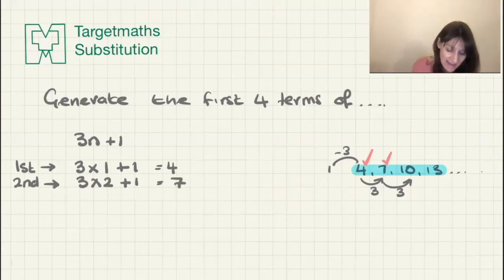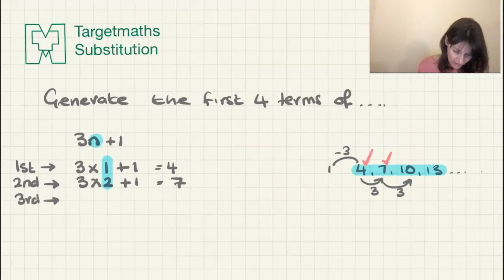So my n value is changing to the number within the sequence. So if I wanted number 3, I'll put 3 in. If I want number 10, I'll put 10 in. If I want the 50th number in the sequence, I'll put 50 in. Okay, so let's keep going because we're going to write the first 4.